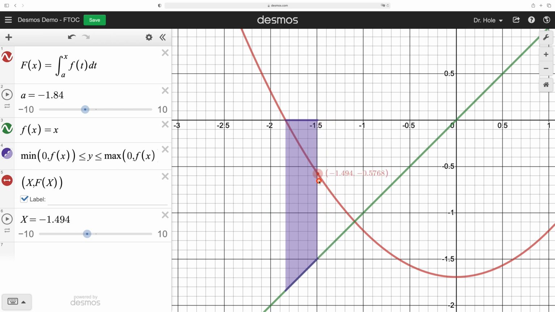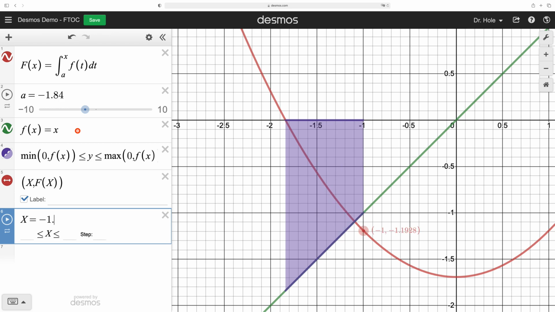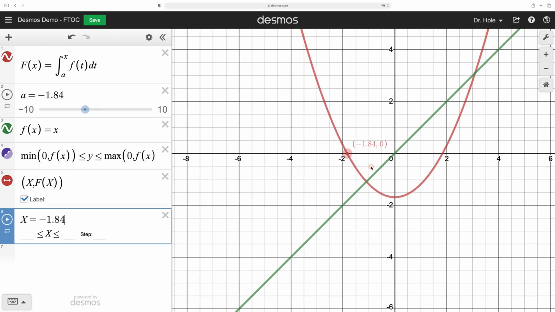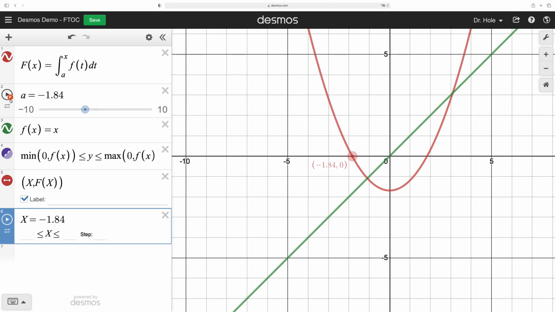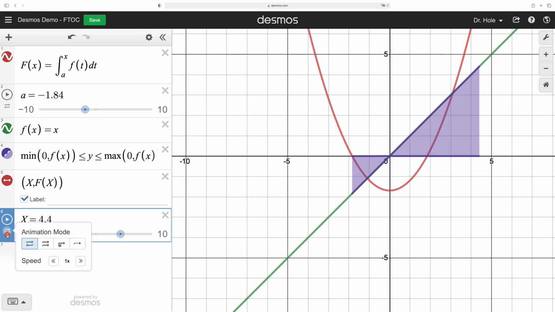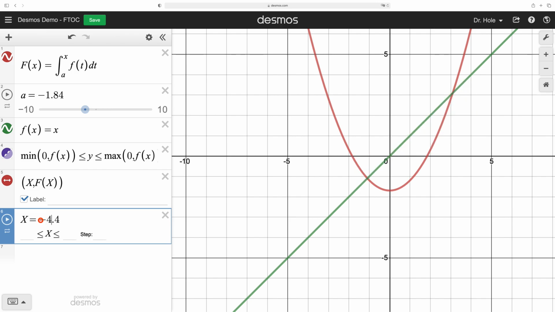So when I take this dot such that capital X is equal to a, let's type that in, negative 1.884, what do we get? We get an output of 0. Good. Let's zoom out a little bit. Let's hit play on the capital X. It's a little bit fast. Let's slow that down quite a bit. Come back. Let's do negative again. Negative, and then hit play and watch it.